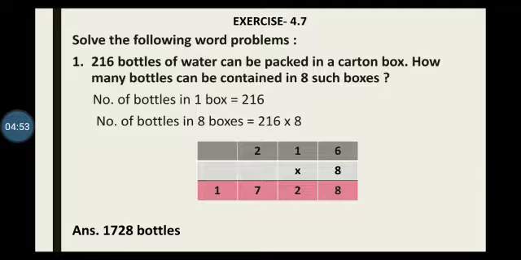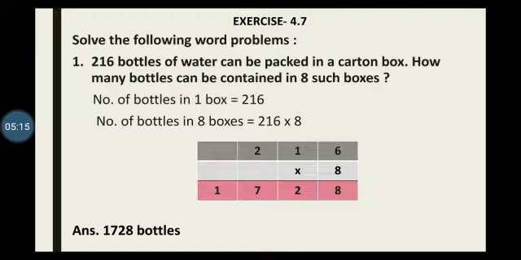216 multiplied by 8. So 8 sixes are 48. 8 I have written down, 4 in the carry. 8 ones are 8 and 4 is 12. Again 1 goes in carry. 8 twos are 16 and 1 is 17. So 8 carton boxes will contain how many bottles?